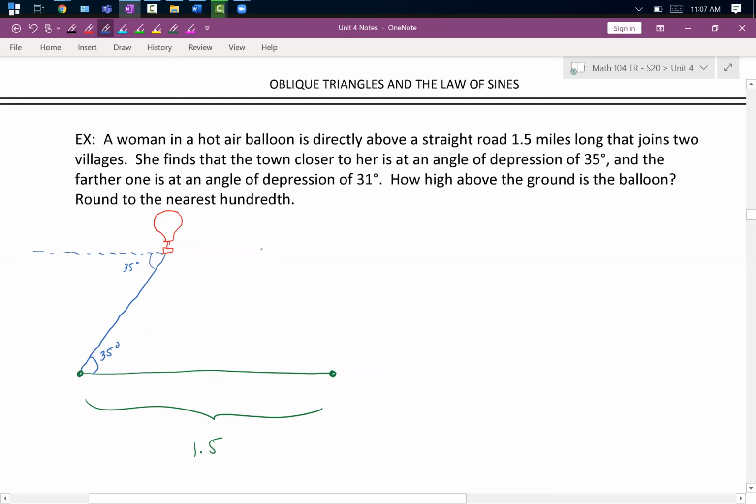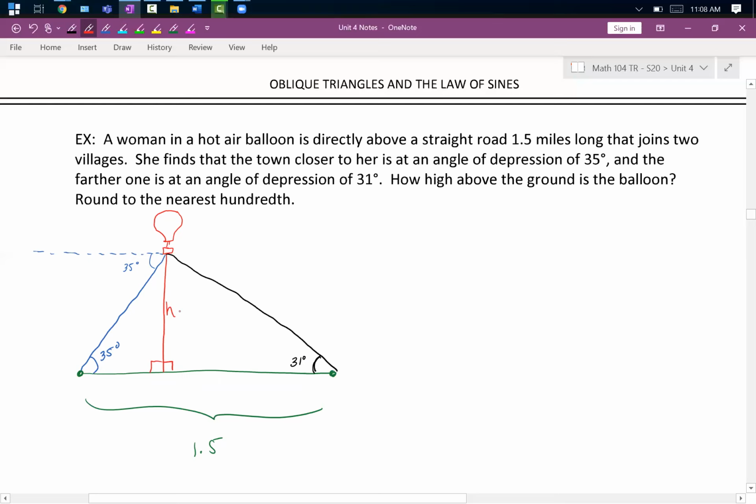And then the angle of depression to the other town is 31 degrees. I'm not going to do all that. I'm just going to throw the 31 down here. All right. We want to know how high above the ground the balloon is. So we're looking for this distance right here. And the height is always a perfectly vertical line, so that's creating right angles. And we're trying to find this height here.